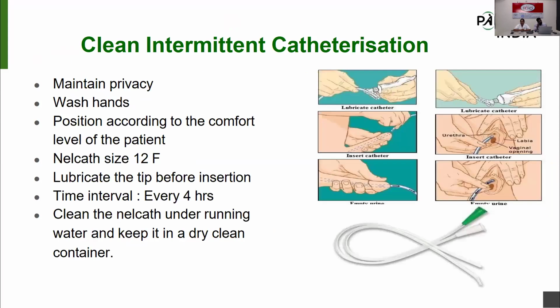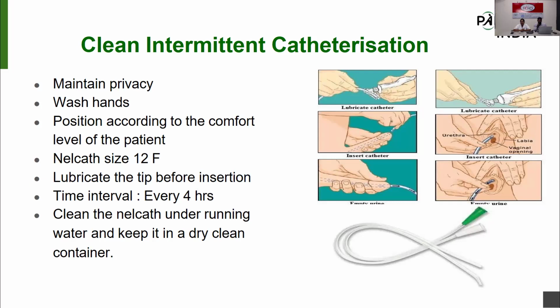Then clean intermittent catheterization, or Nelaton catheter, we use it. Whenever we encourage clean intermittent catheterization, we have to maintain privacy, wash the hands, and position according to the comfort and level of the patient. The Nelaton catheter size should be 12 French, and lubricate the tip before insertion. That is very important. The time interval is every 4 hours. Clean the catheter under running water and keep it dry in a clean container.